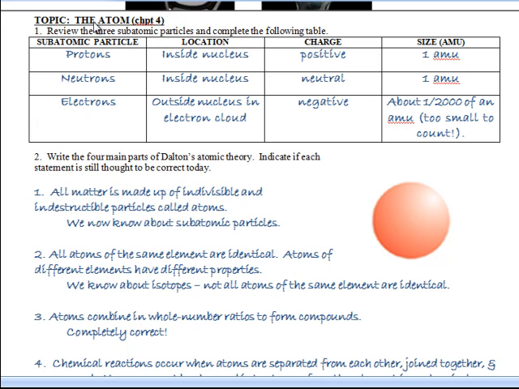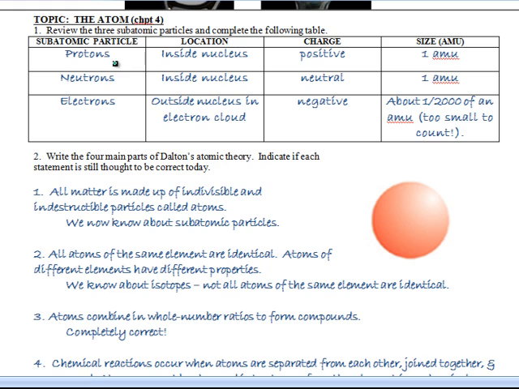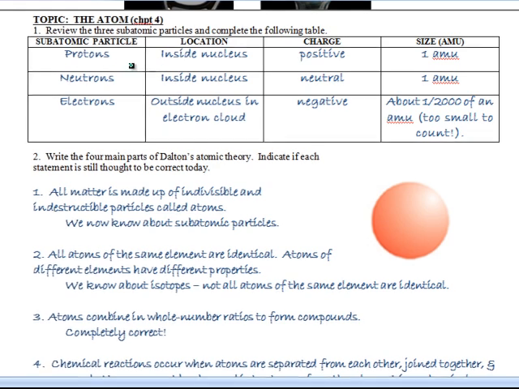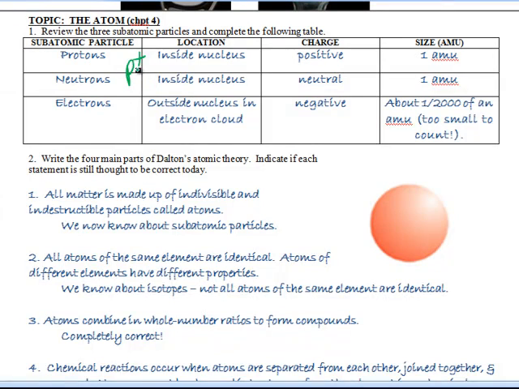All right, next topic, the atom. So what you should know here are the different subatomic particles, where they're found, what the charge is, and their relative size, meaning compared to each other. So first up, we have the protons. They're found inside the nucleus. We abbreviate them with a little p and a plus sign since they're positively charged.